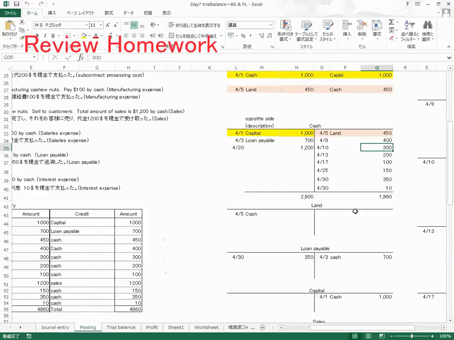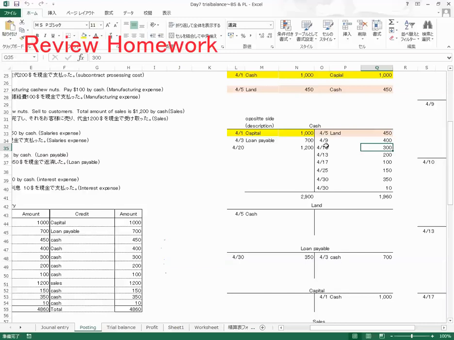It is mistakable. So if you write down the cash 450 on the fifth, the description is land. That description says that this cash is paired to land. So there is a land on the 5th of April. That pair is important, not the number.